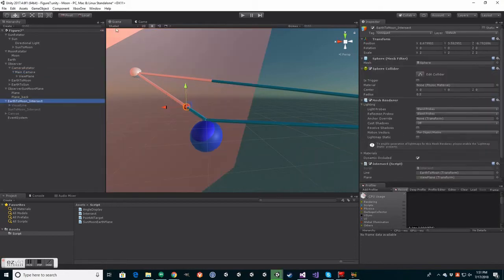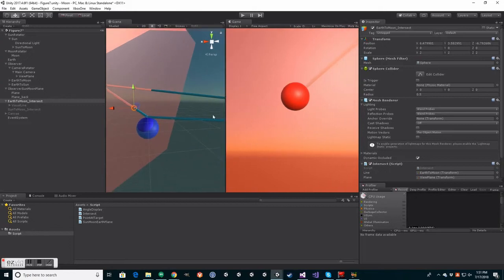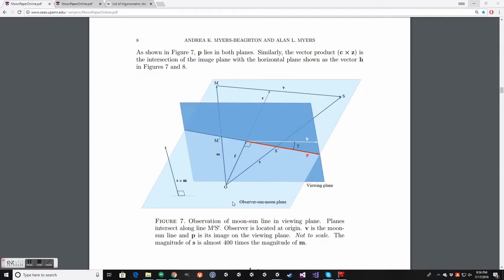And if we again show that from the camera's eye, we'll see that that intersection nails right on top of the moon. Tell you what we'll do. We'll put this over here so we can see them side by side. That intersection should be right on top of the moon. At this point, we've got the observer sun-moon plane, and now we've got the viewing plane. And what we're going to see is the intersection of those two planes going to create this line. And along that line is the apparent light direction of the sun to the moon.